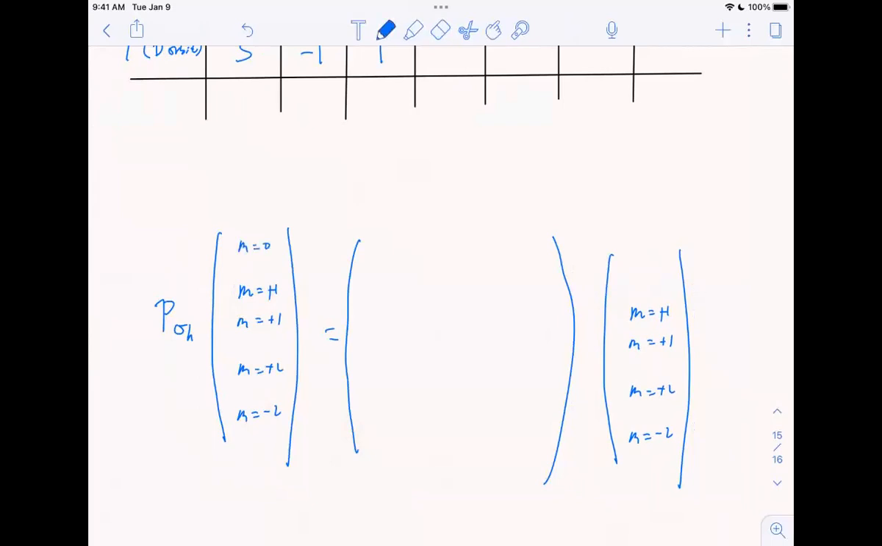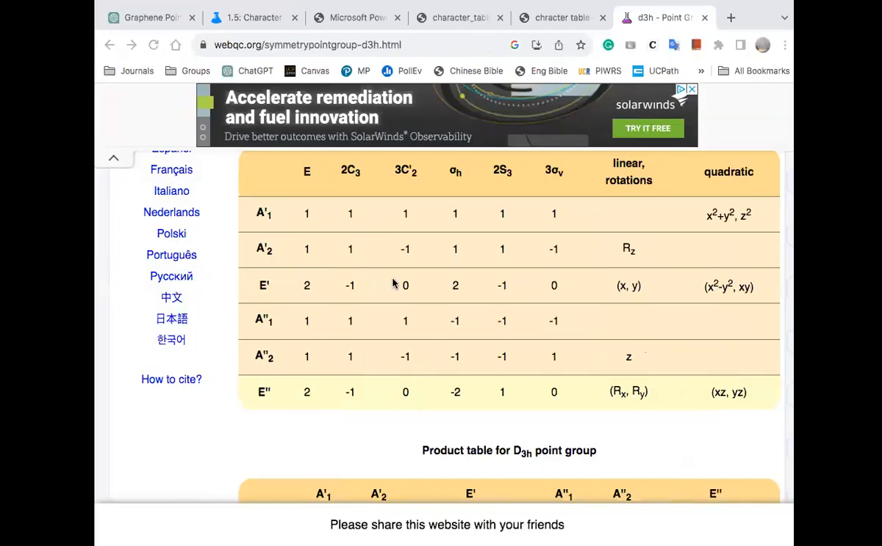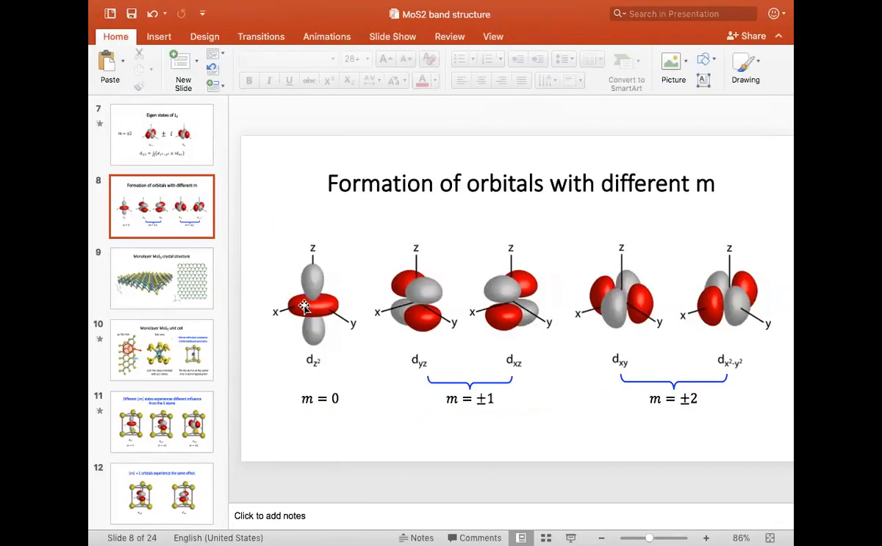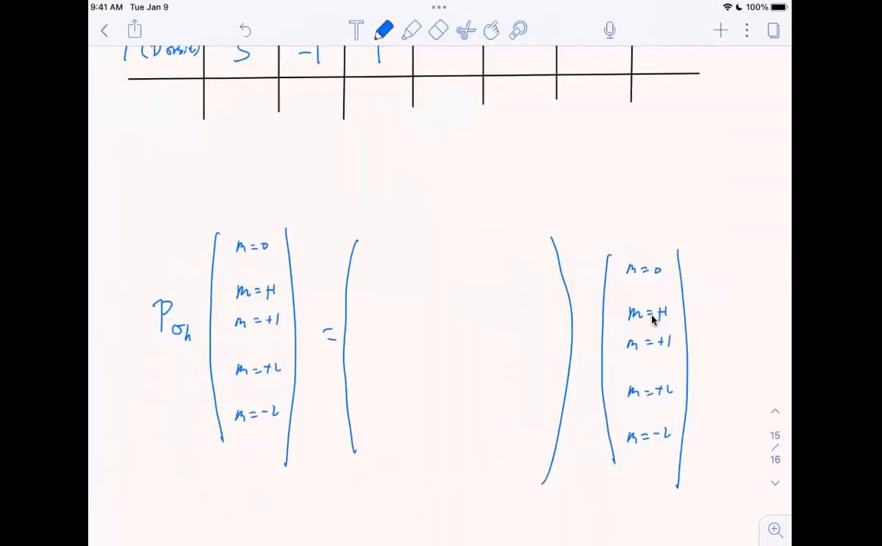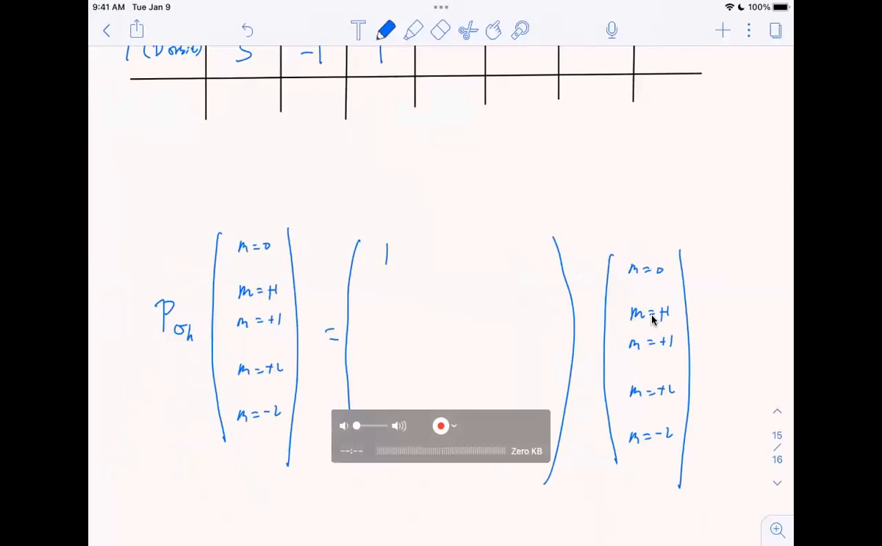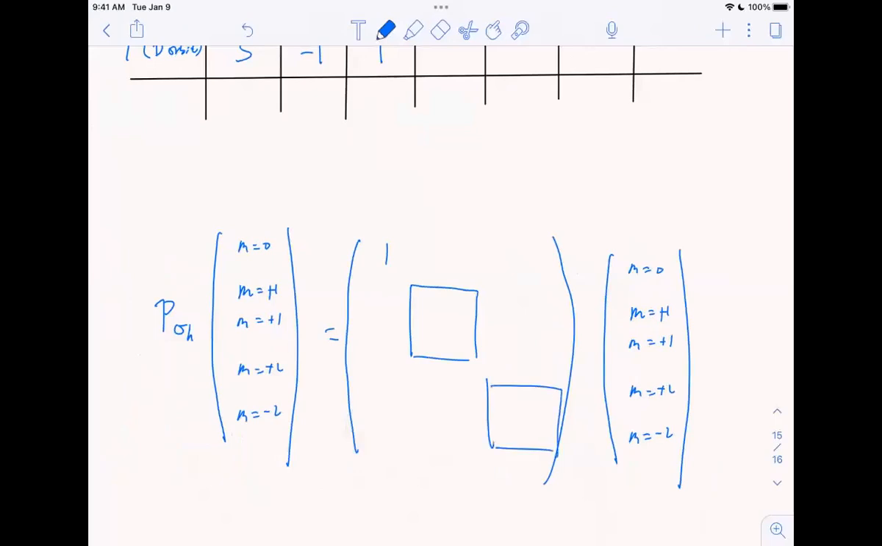This is M equal to 0. I mean, this means the state. So for M equal to 0, 1, you get a character of 1. M equal to plus or minus 1, you get a character of -1. This two, you get a character of 1. Okay, so basically you get 1, and then this one you get a character of -1. This one you get a character of 1.